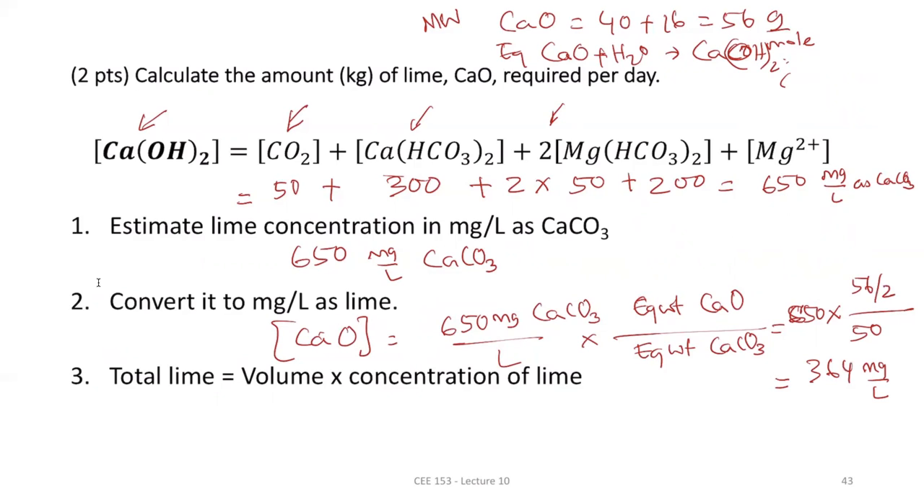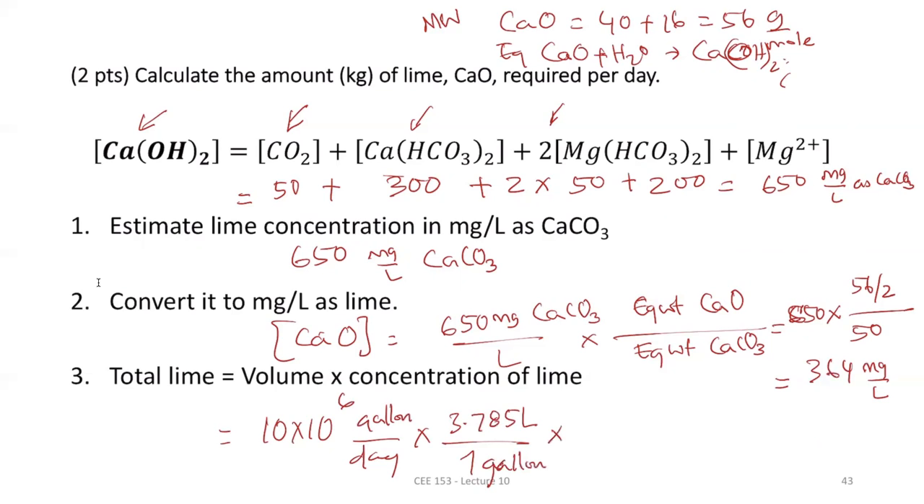Now I ask you total lime. So total lime is basically concentration times volume. The volume is 10 times 10 to the 6 gallon per day, right? That's the volume you have to treat. Then you have to change to liter, so 3.785 liter is 1 gallon. Then that becomes liters. That's the volume. So this entire thing is the volume term. And then you have to make the concentration term, so that will be 364 milligram of lime per liter.